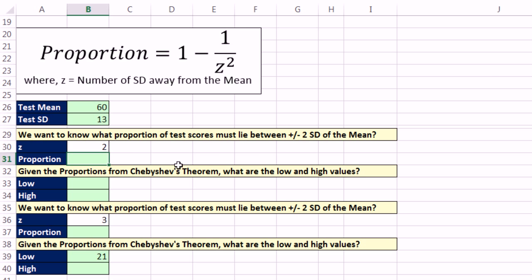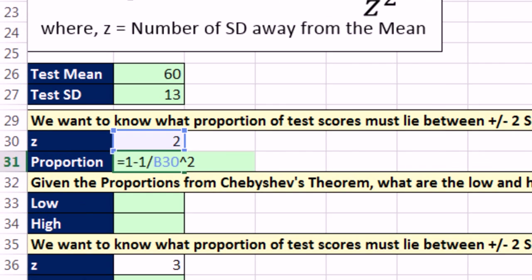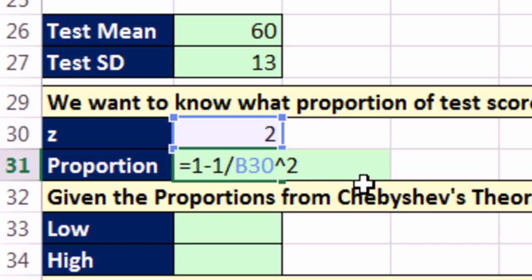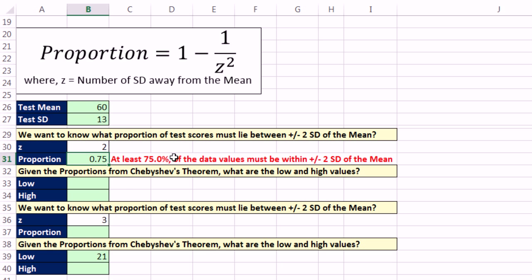So the proportion equals 1 minus 1 divided by our Z, plus or minus 2 standard deviations. We just need to put it in as a positive, caret 2. Now, this formula right here will work perfect the way it is, because guess what? Order of operations, exponents get calculated first. Oh, and then the division will happen. Oh, and then the subtraction. So we can simply Control Enter.